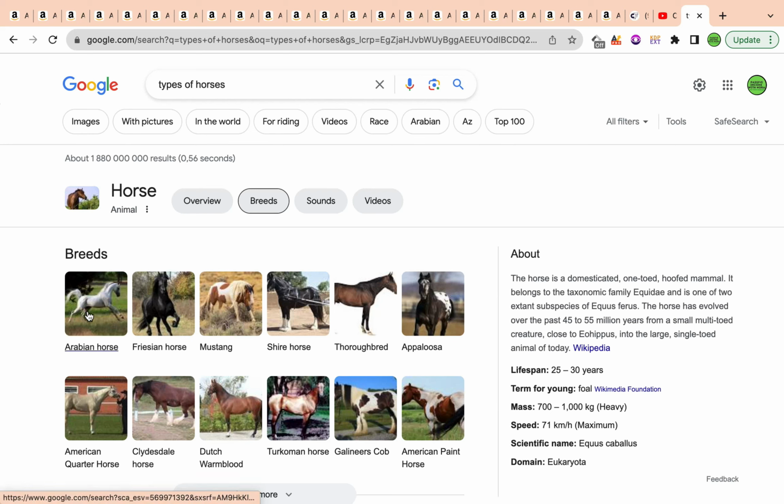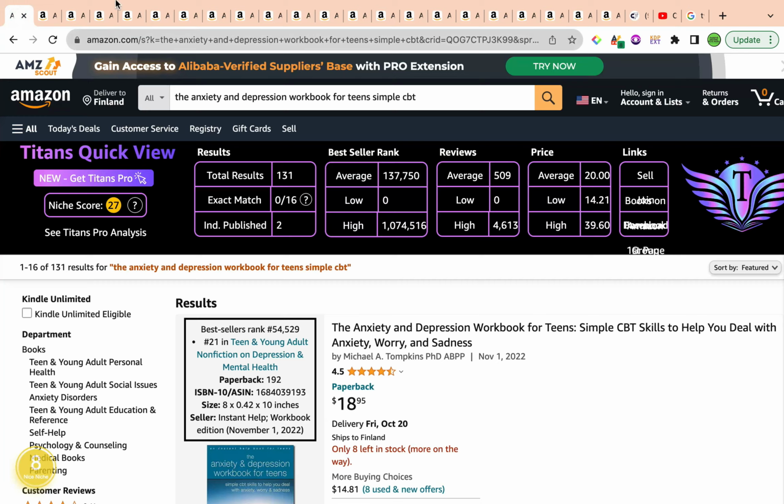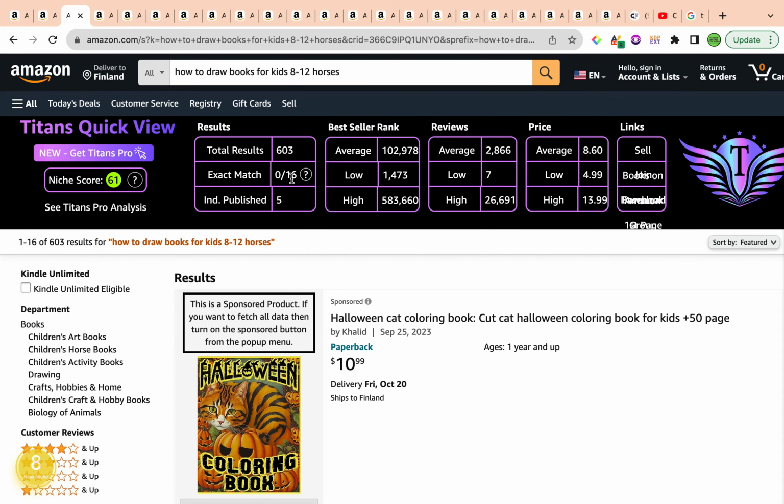Maybe dedicate 10 pages for Arabian horse, 10 or 20 pages for Shire, like an equal amount of pages for different types of breeds of horse would be amazing. It would be a wonderful interactive and educational book for children regarding horses. So that was the first keyword, how to draw books for kids 8 to 12 horses.